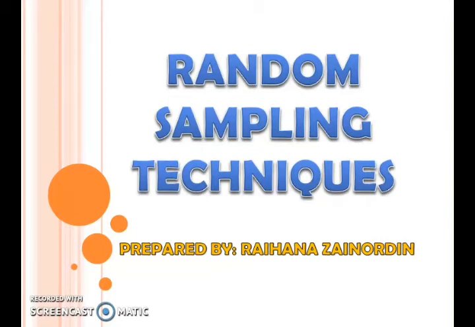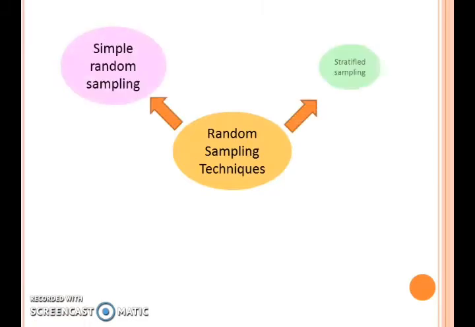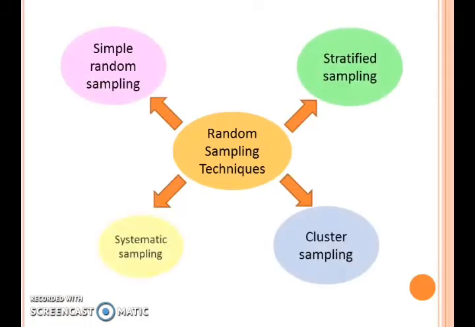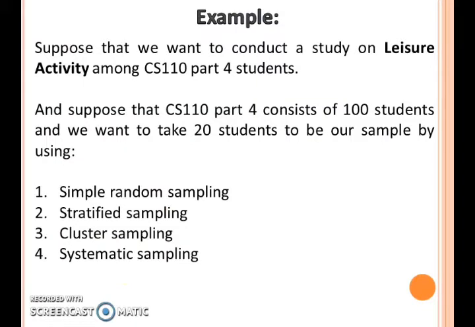Random sampling techniques. Random sampling techniques consist of simple random sampling, stratified sampling, cluster sampling, and systematic sampling. Let's consider this example. Suppose that we want to conduct a study on leisure activity among CS110 Part 4 students.